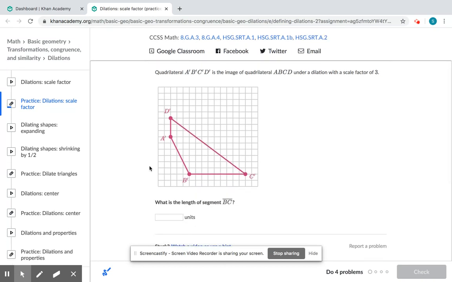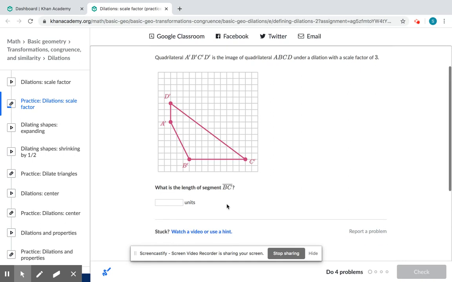So you have the shape A prime, B prime, C prime, D prime, which is down here in pink. And the original was A, B, C, D. And A, B, C, D went under a dilation of a scale factor of 3, which means we took the original shape and we multiplied each point by 3, which made the shape bigger, right? So they want to know what the length of the segment BC is. Now, we don't have that shape here because B prime and C prime are here, so we kind of have to work to figure this out.